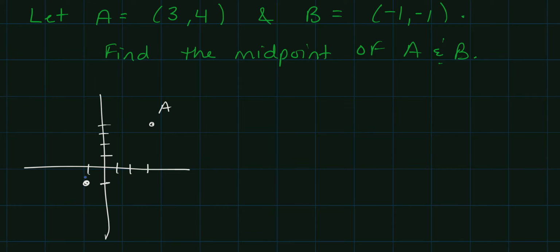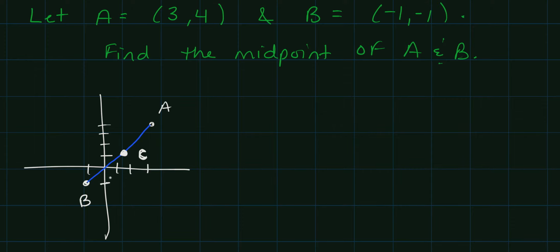So to find the midpoint, what we're doing is we're connecting points A and B with a line segment, and we're finding the point that's halfway between A and B, which I labeled C, but you can call it M or whatever letter you like. This point is the midpoint.